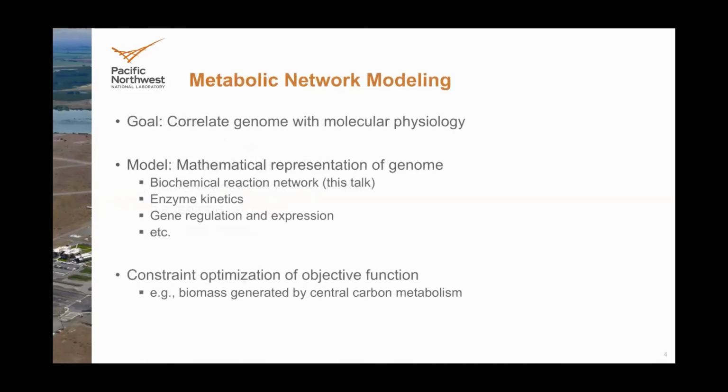So what is metabolic network modeling? You've heard it a lot this week, I'm sure. The goal here is we want to correlate the genome with the molecular physiology. We want to know, can we model the behavior that we observe? And can we make our models really, really good? So what is the model? It's a mathematical representation of the genome. Hyun went into a lot of detail there. We're going to focus on the biochemical reaction network, but as Hyun mentioned, there are a lot of other places that you might want to look at for your model. And we're going to specifically be looking at constraint optimization problems. And for example, you might be looking at maximizing an objective function. And as Hyun mentioned, the standard is to maximize biomass production. And for this talk, we'll be looking at biomass generated by the central carbon metabolism.